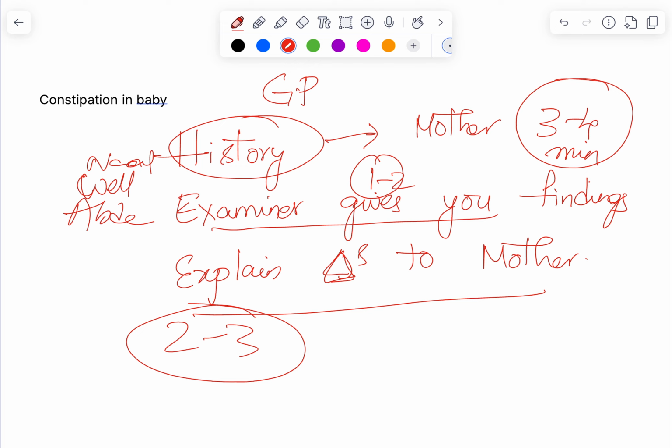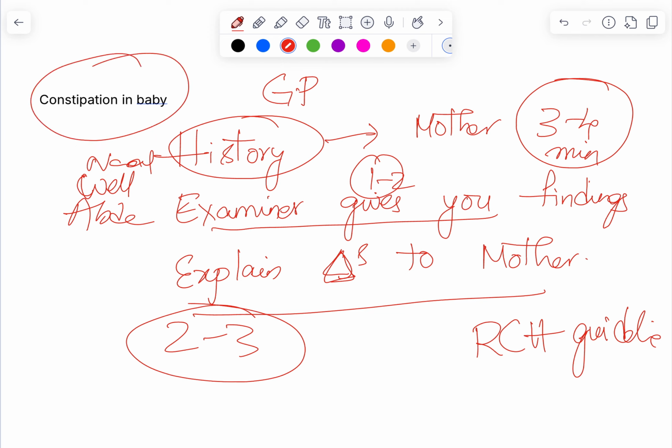So what you do is, when you explain the diagnosis to the mother, I usually use the RCH guidelines, Royal Children's Hospital guidelines, and you explain to the mother about, depending on the age of the baby here, the guideline will change. So if you go to RCH guideline and type constipation RCH guideline, you will know everything. So it is very easy scenario.